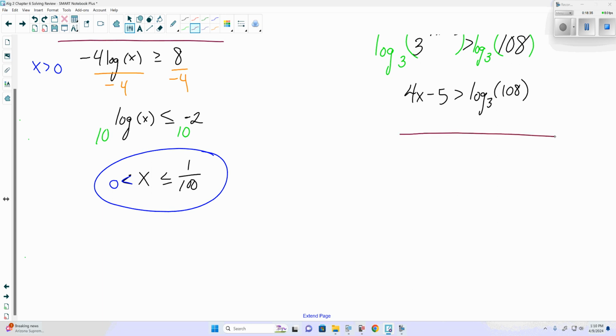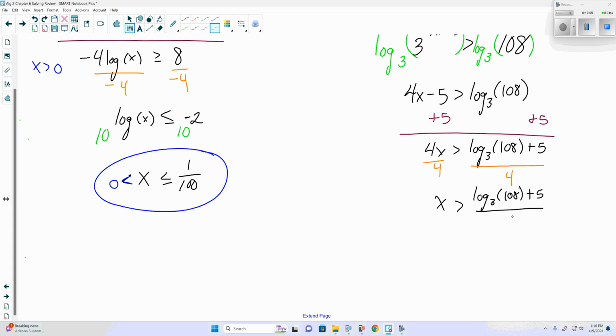Now we just need to solve for x. So our next thing is to add 5 to both sides, telling us 4x is greater than log base 3 of 108 plus 5. And lastly, we divide both sides by 4, telling us x is greater than log base 3 of 108 plus 5, all over 4.